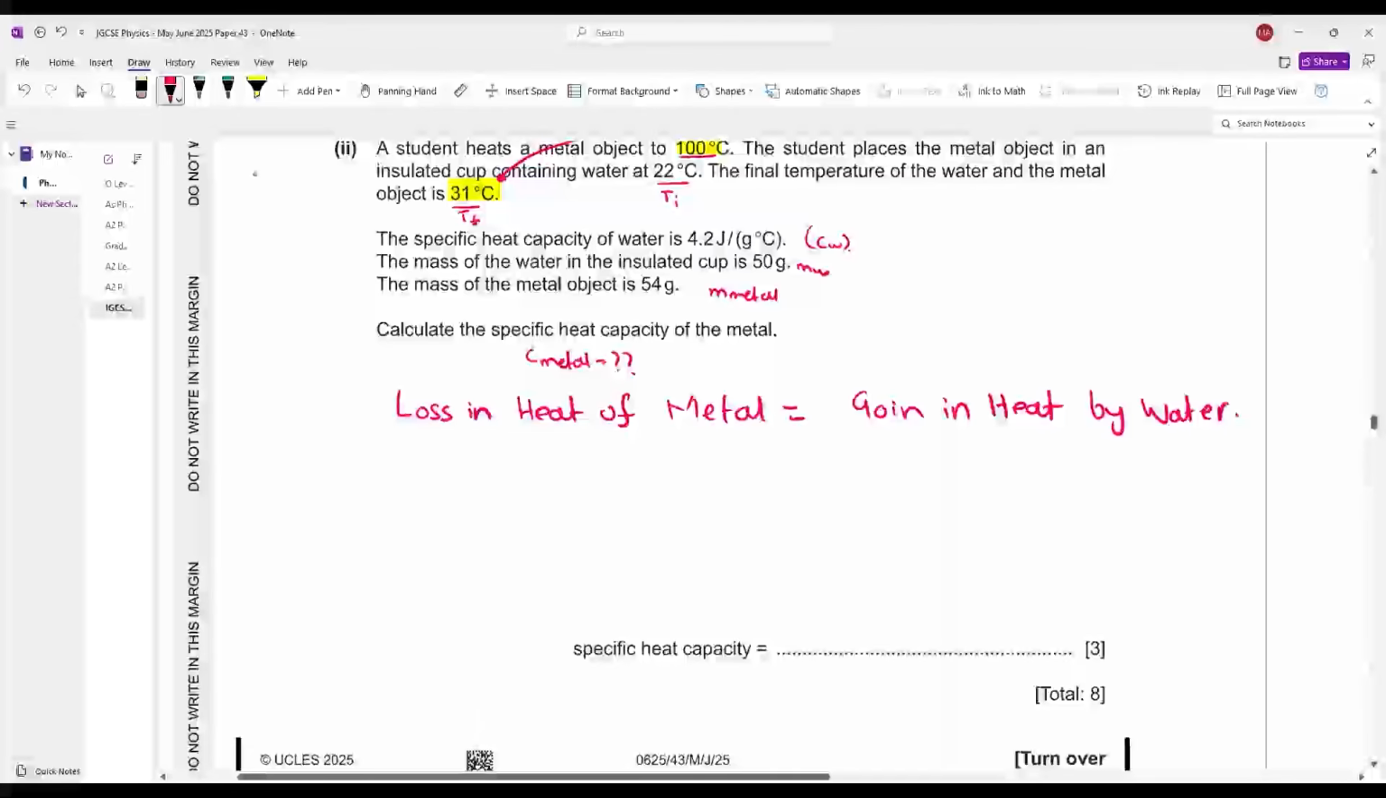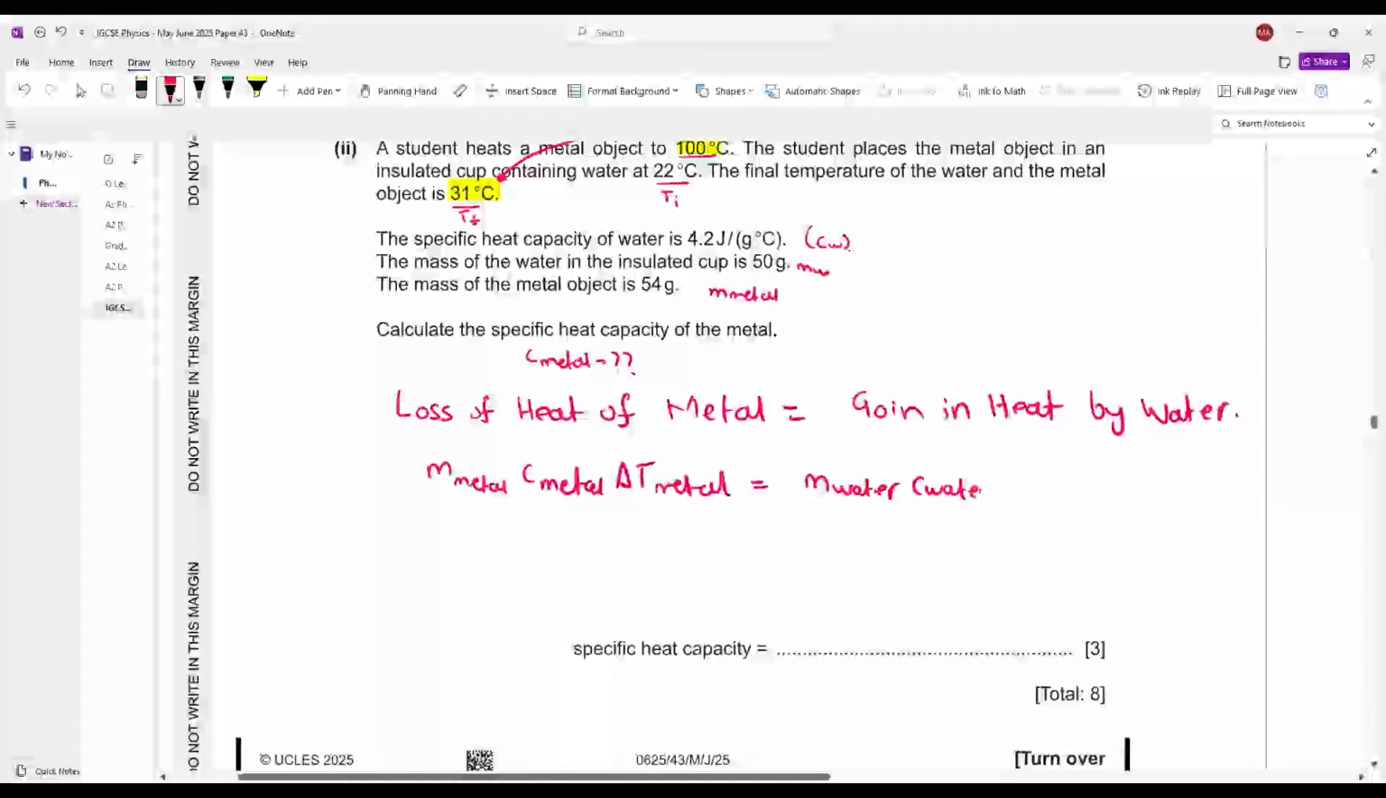Loss of heat by metal. How will you calculate this? You will say mass of metal multiplied by the specific heat capacity of metal into the change in temperature of metal. How will you write the gain in heat by water? Mass of water multiplied by the specific heat capacity of water into the change in temperature of water.